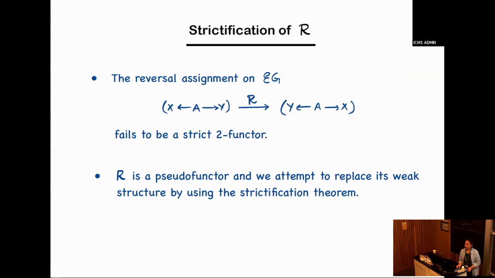Okay, so that was the plan. Now we'll go back to strictification of R. The reversal assignment, which takes x a y to y a x, fails to be a strict two-functor, and it is a pseudo functor, and we attempt to replace its weak structure by the strictification theorem.